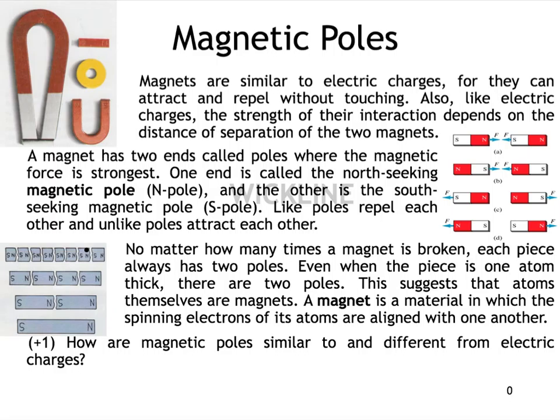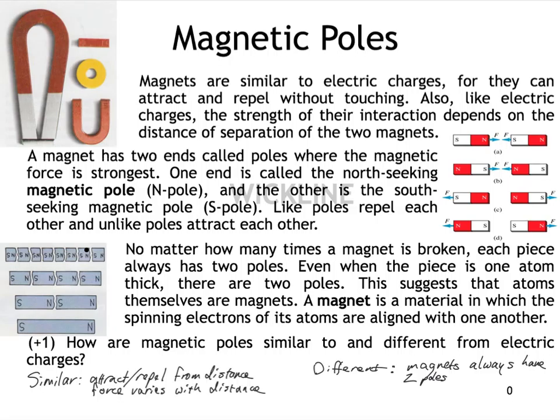But how are magnetic poles similar to and different from electric charges? So this is what I came up with. Similar, I said that they attract, repel from a distance, and that the force varies with distance. And different, I said that the magnets always have two poles.